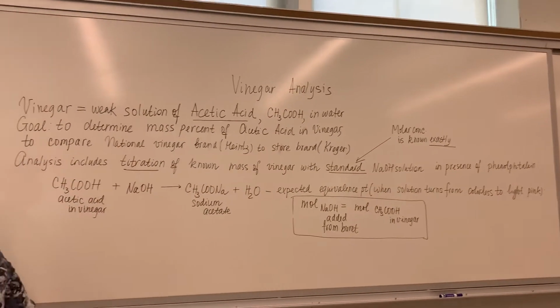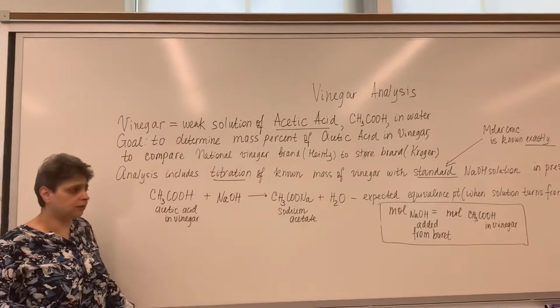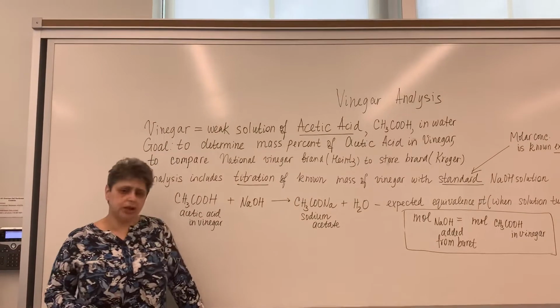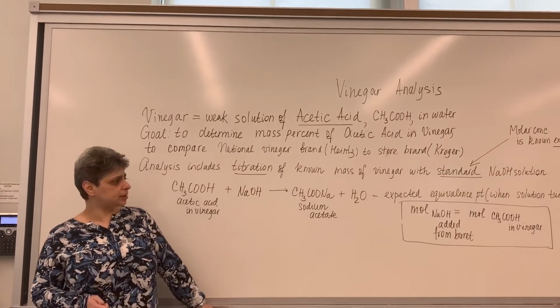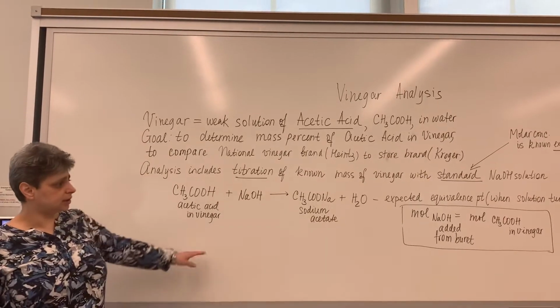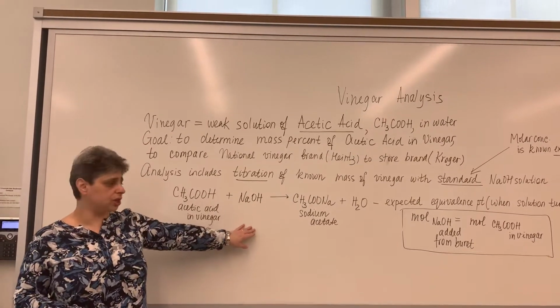Once again, the acid, in this case vinegar, is in the flask. When you add phenolphthalein to it, it remains colorless because phenolphthalein is colorless in acid. And then you add sodium hydroxide from the burette until a very light pink color is achieved.